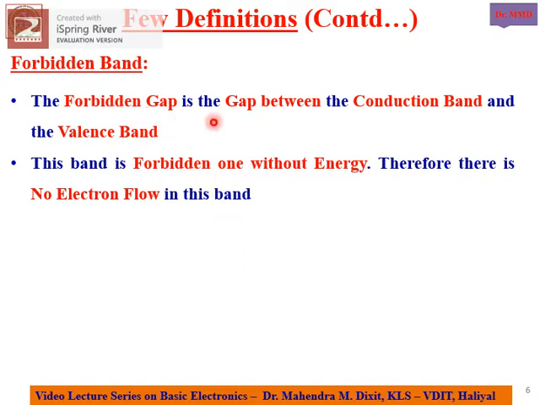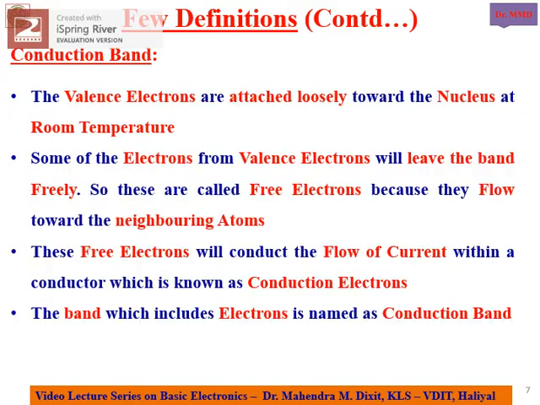Moving on to the forbidden band. This particular forbidden band gap is the gap which certainly lies in between the conduction band and the valence band, and of course this band is forbidden, with no energy presence. Therefore there is no electron flow in this particular band.